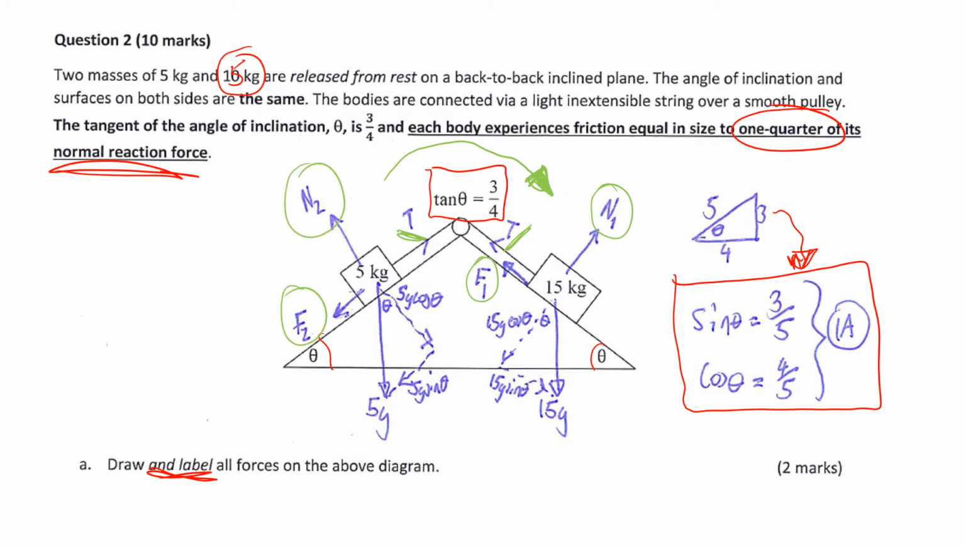For weight forces, I just write M times G. And these are all the forces at play. So each body has a weight force, has a normal reaction force, has a friction force opposing the direction of motion, which is to the right. And of course, there are the tension forces that need to be labeled as well. So that's it. It was done quite well overall, I'd have to say.